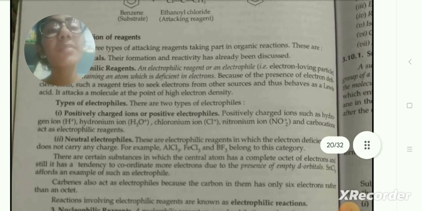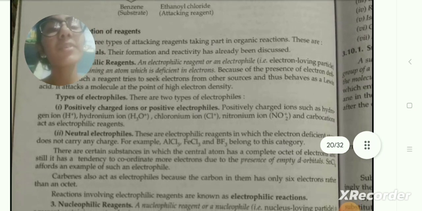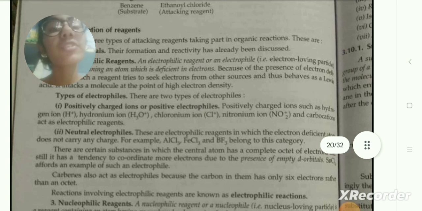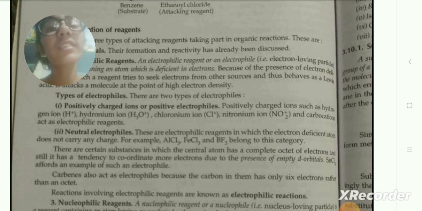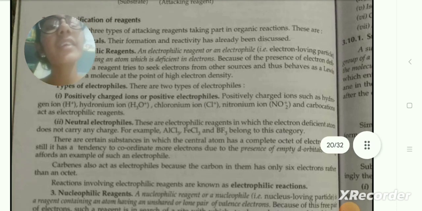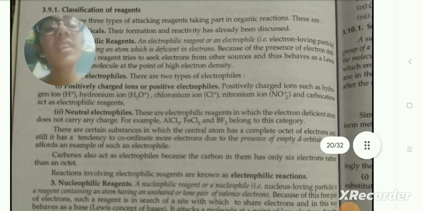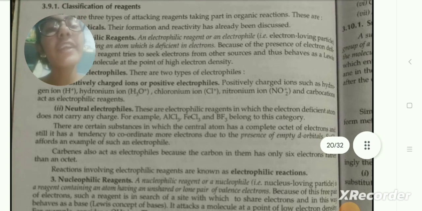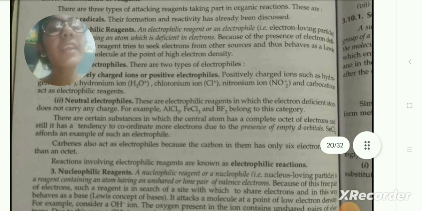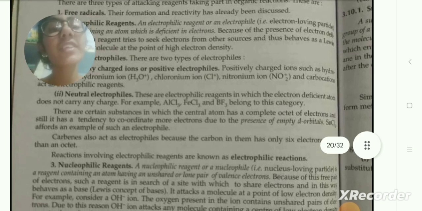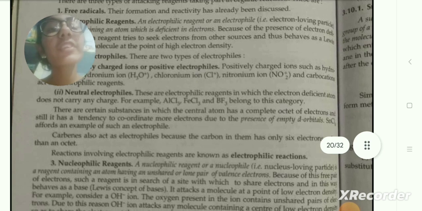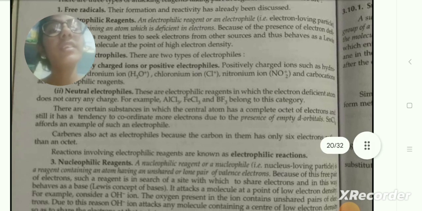Types of electrophile. There are two types of electrophiles: positively charged ions, or positive electrophiles, such as the hydrogen ion, hydronium ion, chloronium ion, nitronium ion, and carbocations. Second are the neutral electrophiles. These are electrophilic reagents in which the electron-deficient atom does not carry any charge. For example, AlCl3, FeCl3 and BF3 belong to this category.